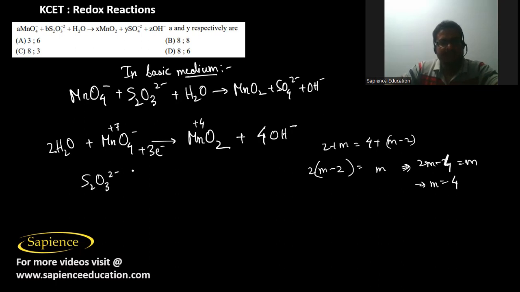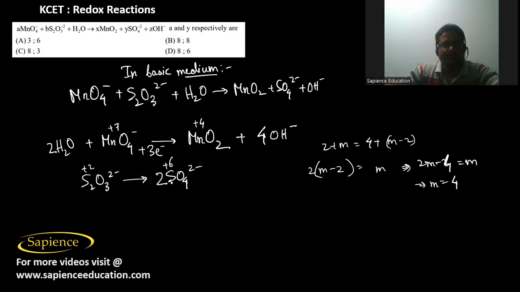S2O3 2 minus ion will be oxidized to SO4 2 minus. Here sulfur is in oxidation state: 3 times 6 minus 2, 4, 4 by 2, that is plus 2. And here it is 4 times 8 minus 2, 6, that is plus 6. So here sulfur is in plus 6 oxidation state, and it should form two sulfate ions.